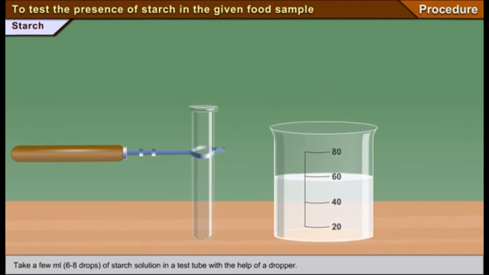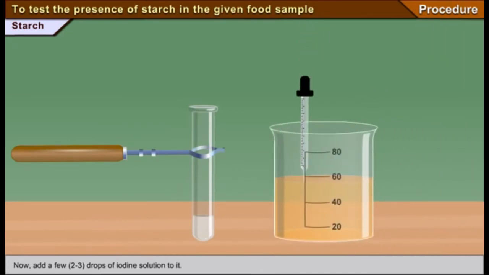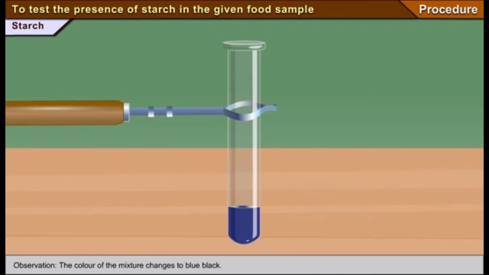Procedure: take a few milliliters of starch solution in a test tube with the help of a dropper. Now, add a few drops of iodine solution to it. Observe the change in color of the mixture. Observation: the color of the mixture changes to blue-black.